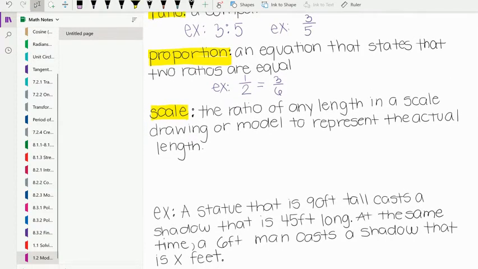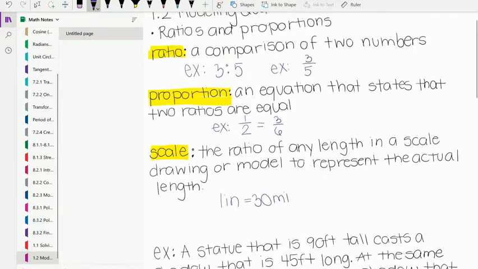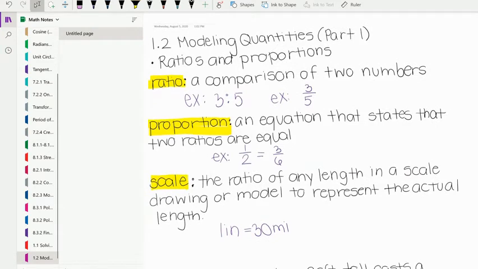The last thing is a scale. The scale is a ratio of any length in a scale drawing or model to represent the actual length. Oftentimes we'll see a scale in a map. Something like 1 inch, when you measure between two cities, for example, will represent 30 miles. Again, please pause if you need to make sure you get these definitions down, because we'll be using them for the next several days.